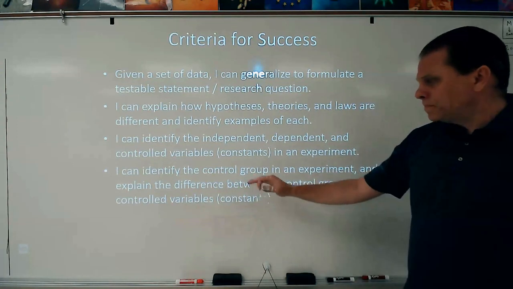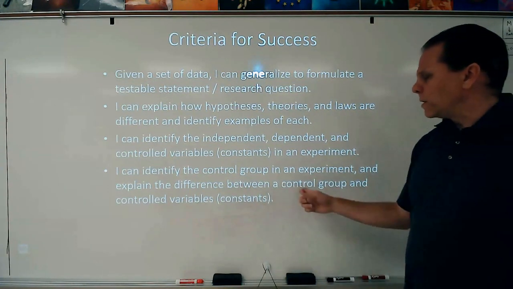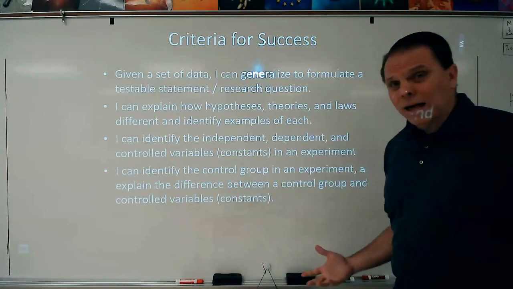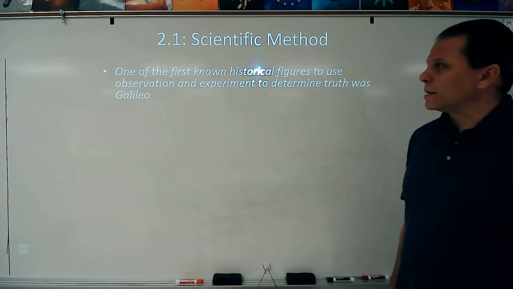And then I want you to identify control groups in an experiment, and then tell me the difference between a control group and controlled variables or constants, because those aren't quite the same thing, but a lot of times students get those confused. All right, so let's start with the scientific method.